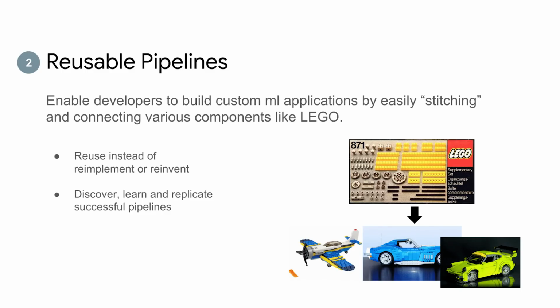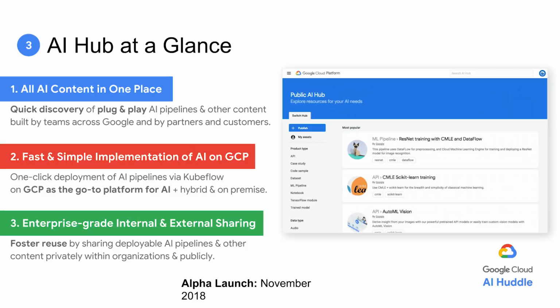Next is reusable pipelines. The goal is basically enabling an engineer or a machine learning expert to not waste time on rebuilding and reinventing everything from scratch, but picking the pieces that were built before and really just reusing it and building on what they care about. So discoverability of these reusable pipelines is the problem, and AI Hub tries to tackle that.